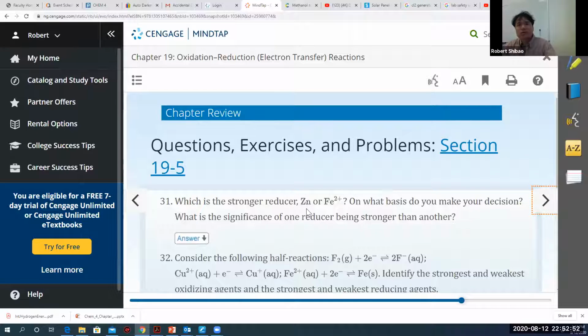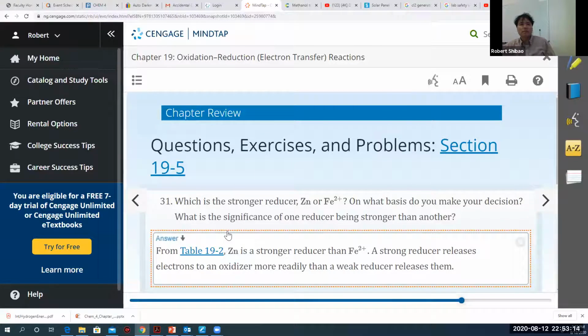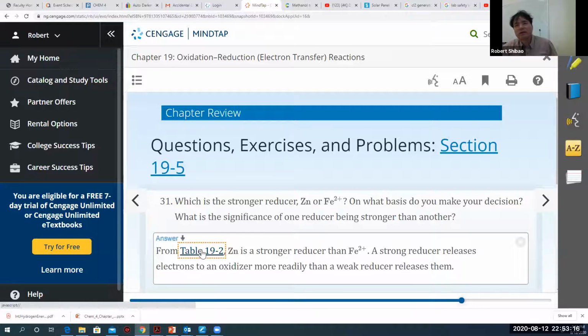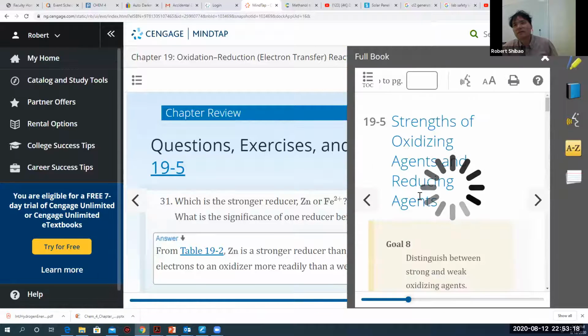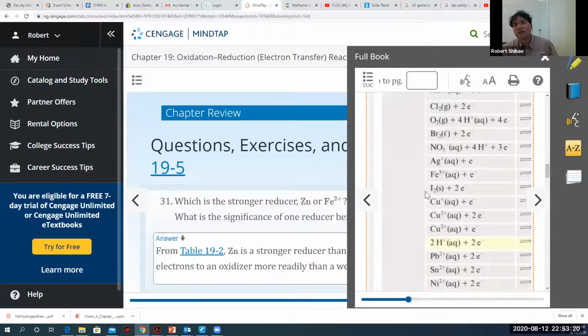Which is the stronger reducer, zinc or iron 2? We would think zinc would be easier to lose electrons than iron 2. Iron 2 has already lost 2 electrons, so to lose a third one, but probably zinc is more powerful reducer. Let's see what they base their decision on. From table 19.2. Yeah, if we look at the table, then we can see, just based on the table.